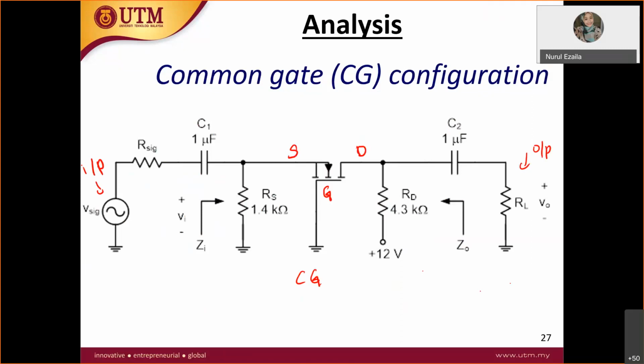Okay, this is a good question. As you can see, for the common gate, there is a voltage going down over here, but it doesn't matter, we can derive this. Let me copy it up.